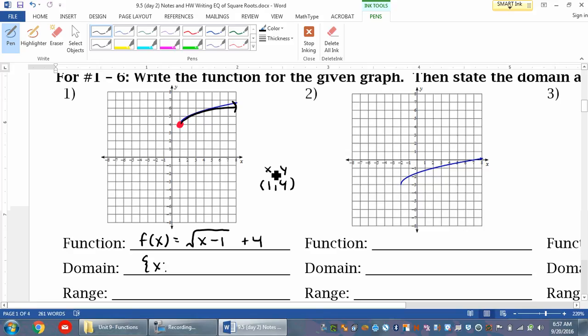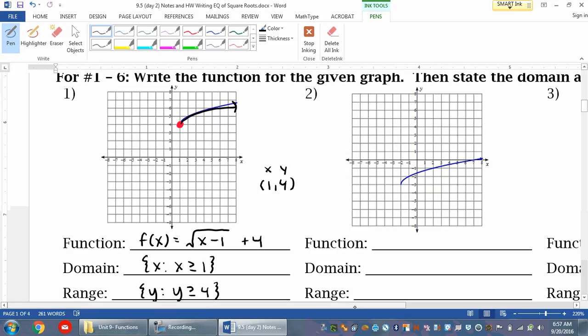Remember, domain has to do with the x-axis, so that's going to be by 1. It's always going to be greater than or equal to because we're always going to the right. Greater than or equal to 1. And my range is going to be dealing with the 4. Since I go right 1, up 1, right 4, up 2, since I'm going up, it's going to be greater than or equal to that 4.